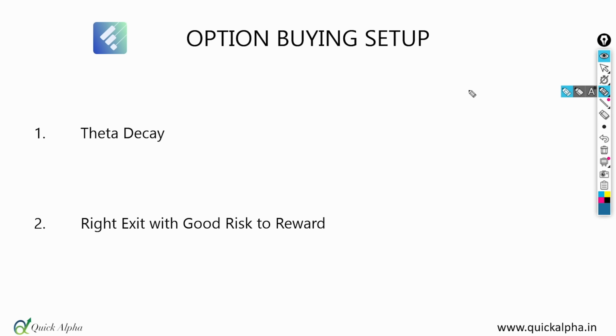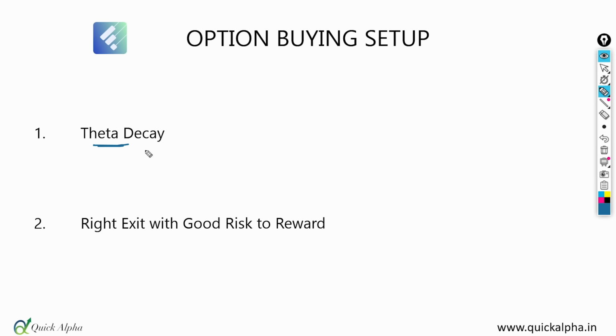So when we start building this setup, it becomes really important for us to understand what the main issues are that the option buyer faces. Based on this, we'll try to find a solution. And the first and most important issue is theta decay.